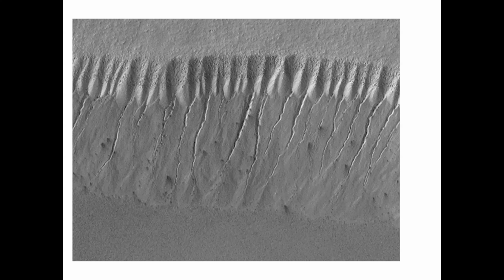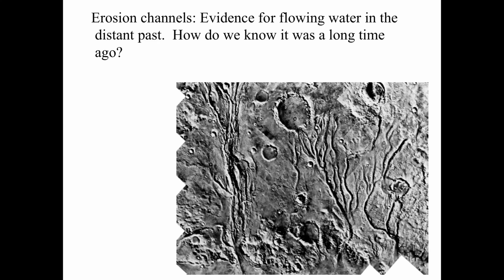Here's a very dramatic picture of the edge of a long valley on Mars where you see strong evidence for erosion caused by water flow at an earlier time. Here's a picture of channels on the surface, which are very reminiscent of water flow channels on the surface of the Earth. But if you look at them carefully, you'll notice that they're interrupted in places by many impact craters.